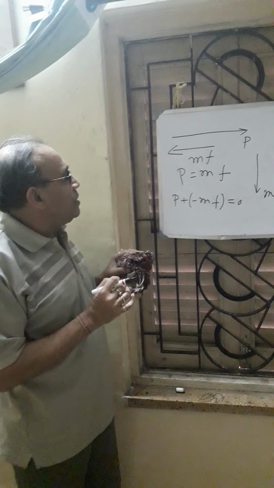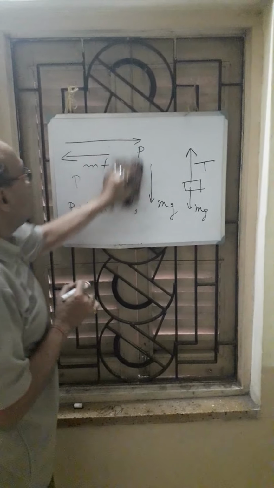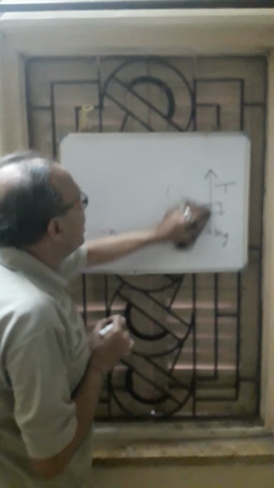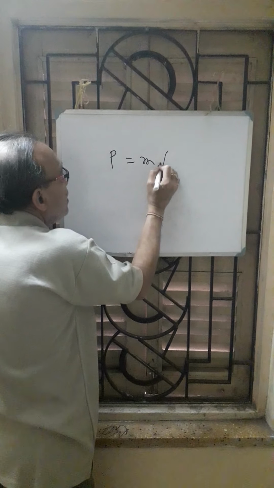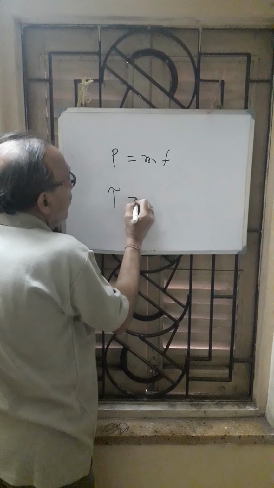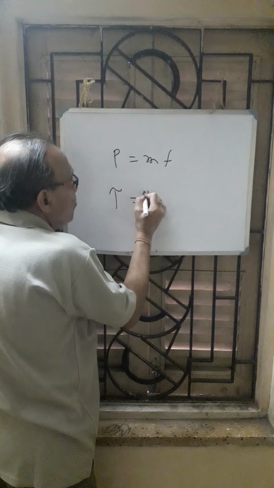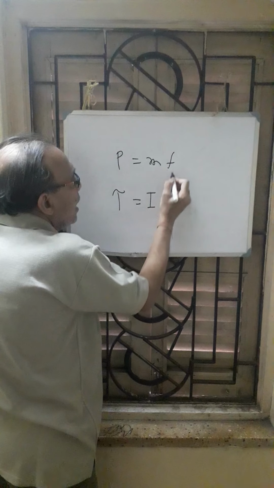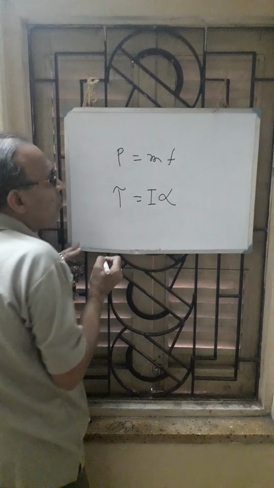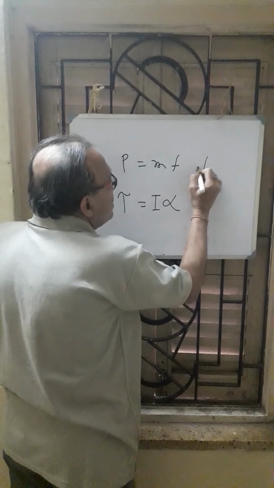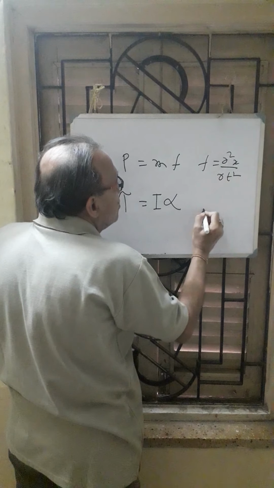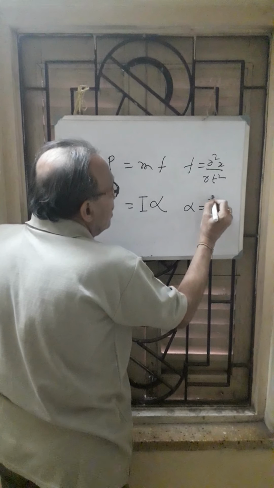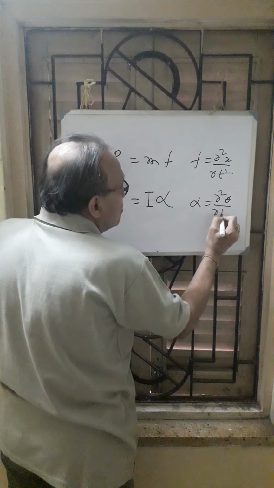You know it already. Next question, that is also very important. P equal to mf is linear. What would it be if it is angular? This I also know from class 12. P is replaced by torque T, m is replaced by moment of inertia I, and linear acceleration is replaced by angular acceleration. f is linear acceleration. If the body moves in the x direction, it is due to x; in the same way, angular acceleration is due to theta.